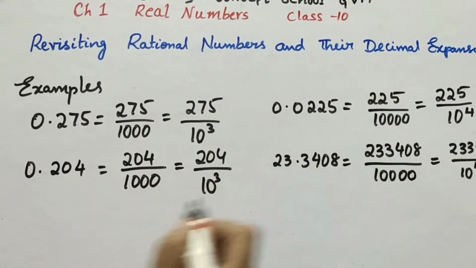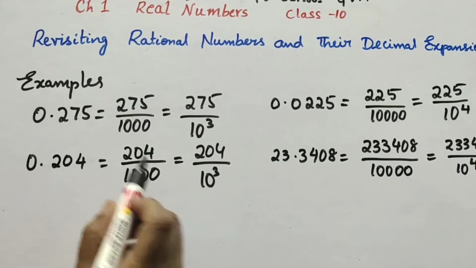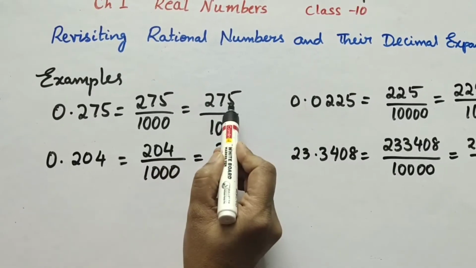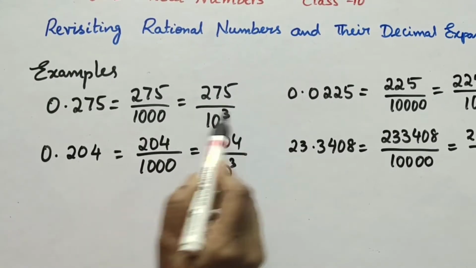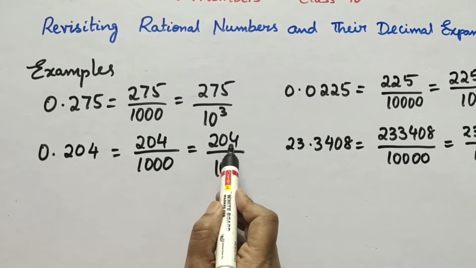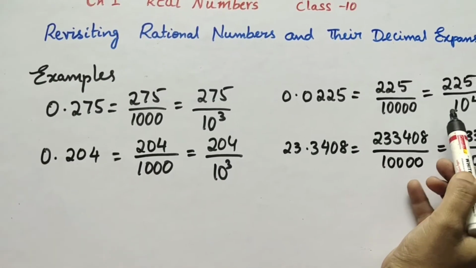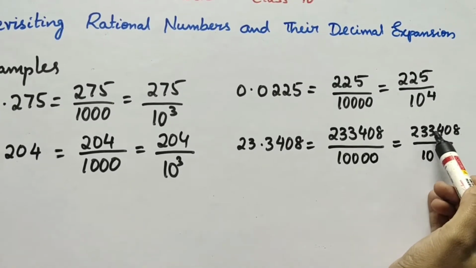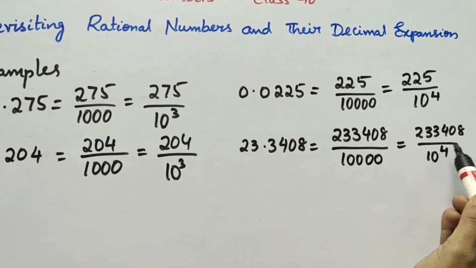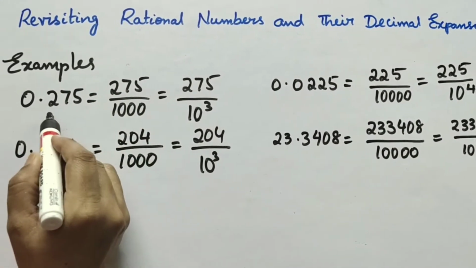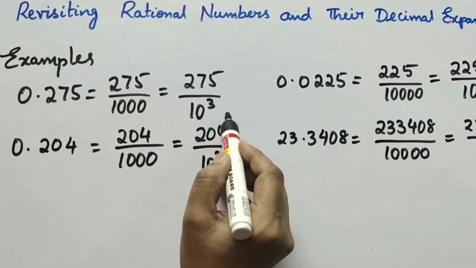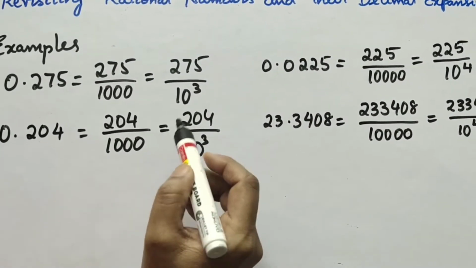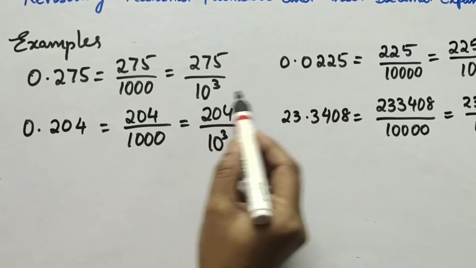So here are the few examples. Let us consider this example. Now observe 0.275 can be written as 275 by 1000, which is nothing but 275 by 10 cube. Similarly 0.24 can be written as 204 by 10 cube, and this 225 by 10 to the power of 4, and here 233408 by 10 to the power of 4. So we know how to convert a decimal number into a fraction form, right? If you observe all these fractions, you can see the denominators are the powers of 10, isn't it?